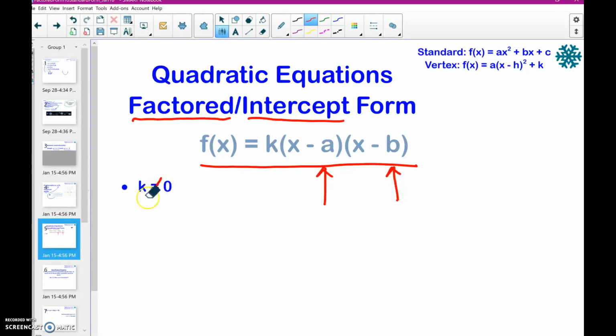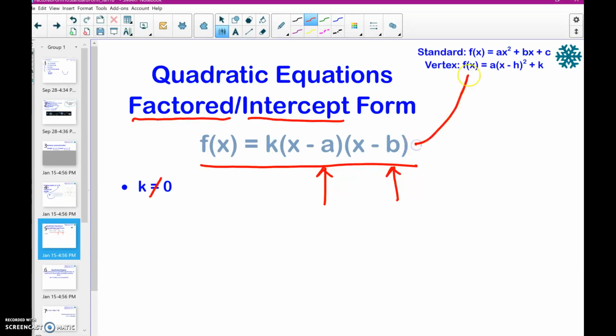That should have a not equal sign in it. K cannot equal 0, because if it was equal to 0, we know we wouldn't have a function at all, because anything multiplied by 0 gives us 0. We wouldn't have a line at all. That would definitely be important to write down in your notes, that last form.